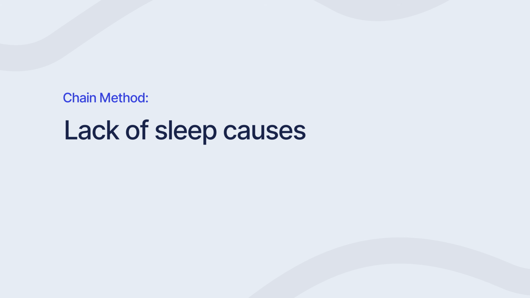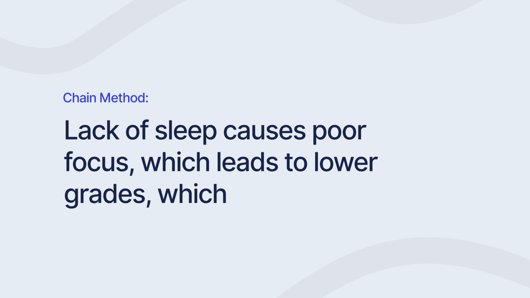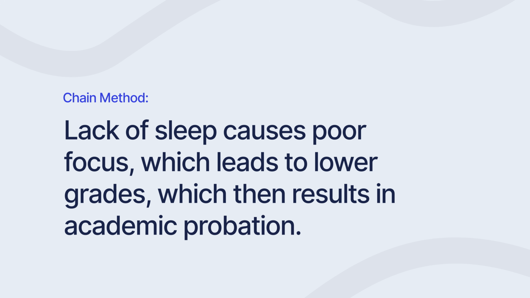The other method is called the chain method. This is where you show each cause followed immediately by its effect. For example, lack of sleep causes poor focus, which leads to lower grades, which then results in academic probation. The block method works for complex topics with multiple factors, while the chain method is best for showing direct sequences. So you should pick the structure that shows your work the clearest.